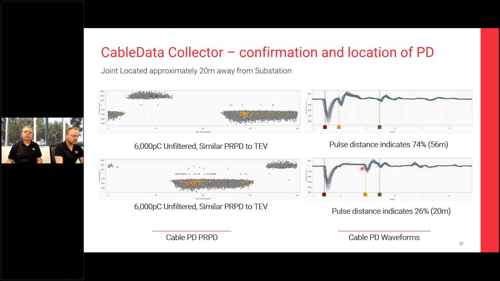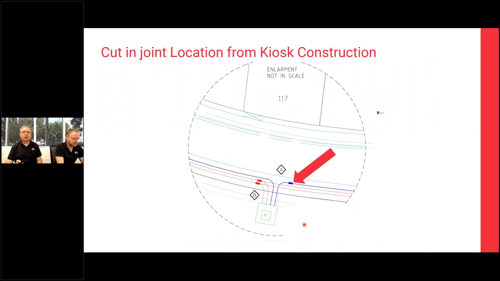And in this instance, we've got the same set of data where we've got the original pulse, the first reflected pulse and the second reflected pulse. And that is now giving us 26%, which is 20 meters away from that substation. So these are in absolute agreement that the location of the discharge is 20 meters from substation B, 74% from substation A. So instead of thinking we've got termination issues in kiosk A and termination issues in kiosk B, what we've actually got is one common issue.